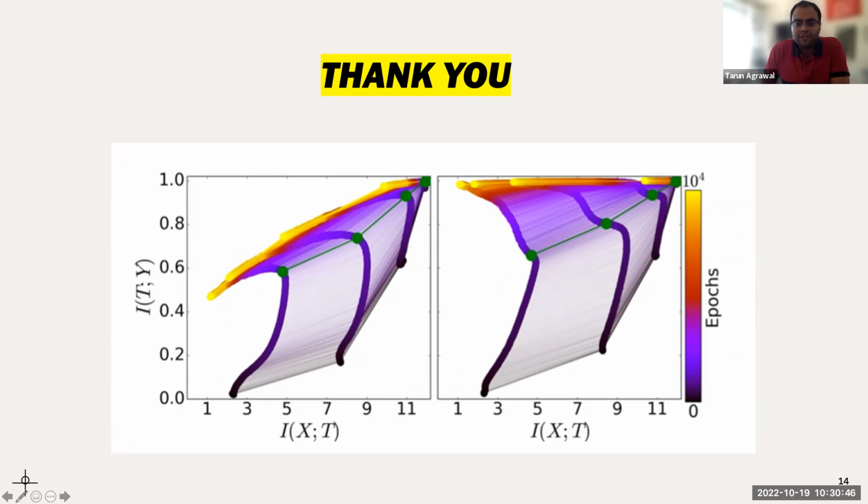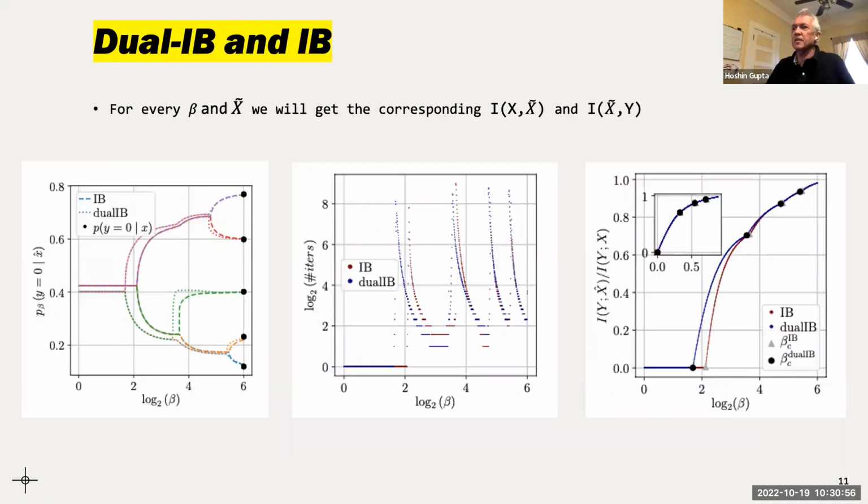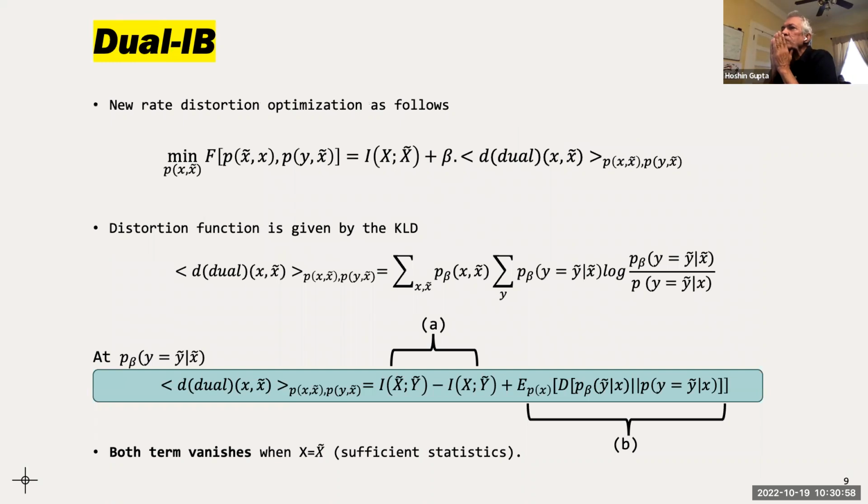If you have any questions, we can discuss. Can you go back, Tarun, and explain the change in the cost function? Yeah, so this one. Previously, we were minimizing I(X;X̃) minus beta I(X̃;Y). Still the Y. So what's the change now?